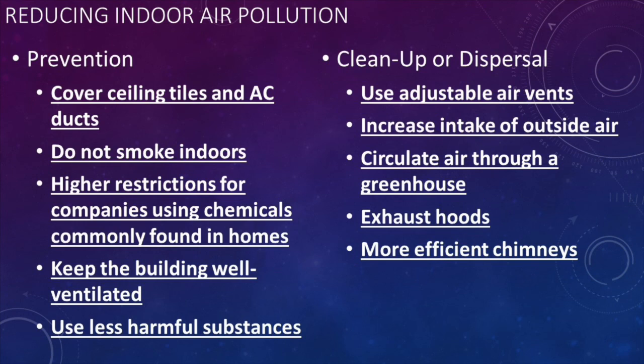As for cleanup, ensuring the ventilation systems in buildings are up to date and any leaks are repaired is key. The more circulation through a building, the better. If you can circulate that air through a greenhouse, then you can reduce the amount of pollutants in the air naturally. Last, using more efficient chimney systems and exhaust hoods prevents pollutant buildup during cooking, namely carbon monoxide here.